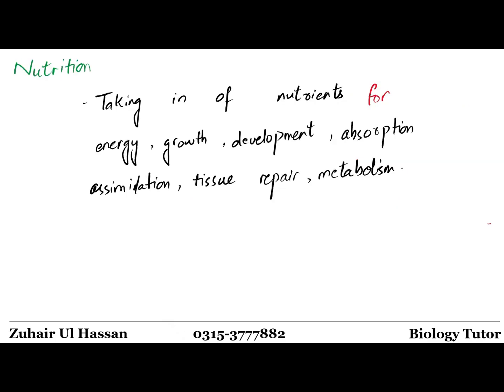Nutrition. Nutrition is the taking in of nutrients. Now, why do we need those nutrients? We need those nutrients for energy, for growth, development, absorption, assimilation, tissue repair and metabolism. These keywords will help you identify the nutrition characteristic in MCQs.